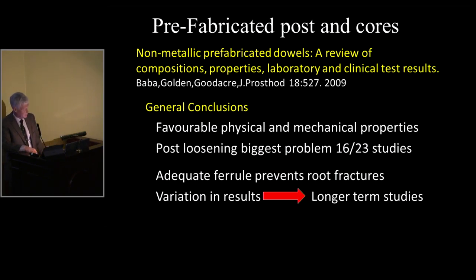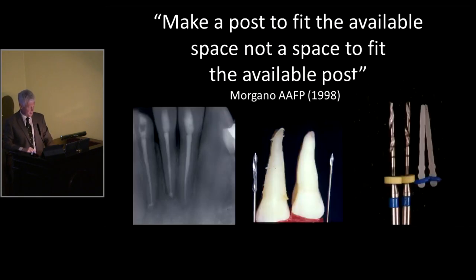Post-loosening is a big problem with them, but look at the same statement. An adequate ferrule prevents root fracture. So if you are using these new materials, the classic factors in post and core success of width, length, ferrule, and the conservation of tooth structure still apply. So please, make a post to fit the available space, not a space to fit whatever happens to be left over in the drawer on Tuesday morning. This is Morgano, who has done the most work and publication on this. Thank you very much for your attention.